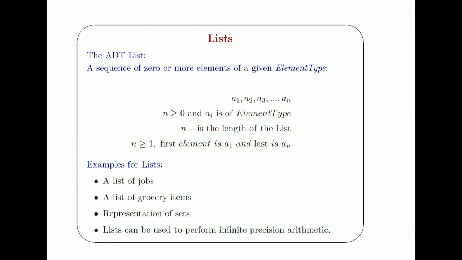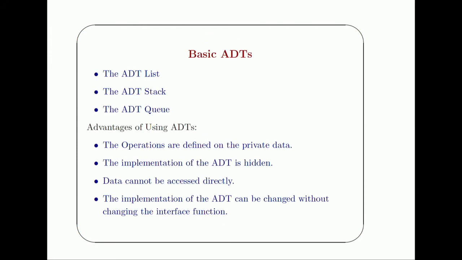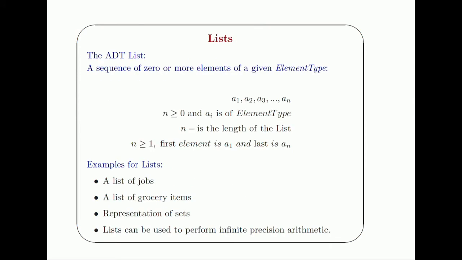So, let us look at some standard abstract data types. The first thing is what is called a list. Do not confuse it with the linked list, this is just a list of elements. We will worry about how the implementation is done later, along with the ADT stack and the ADT queue. Okay. So, let us look at this list. What is a list now?